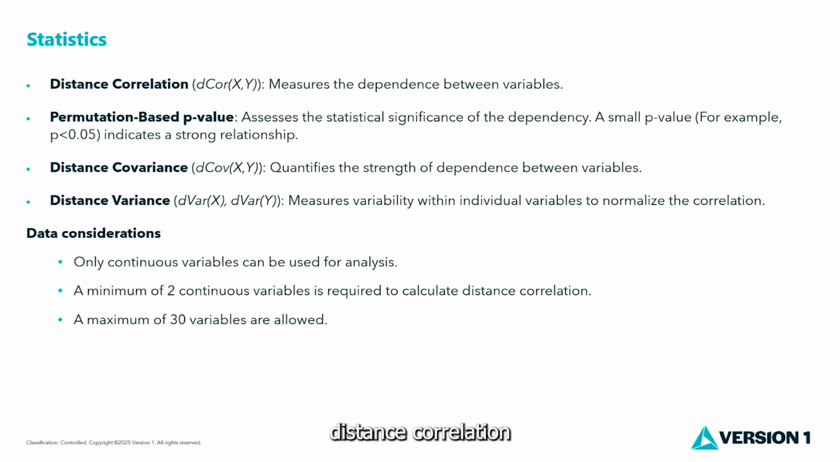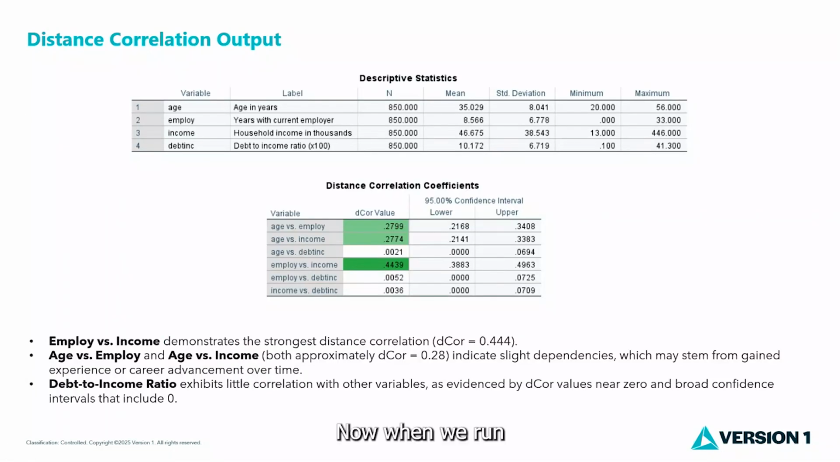Now, when we run distance correlation, we will obtain the distance correlation. We can obtain a permutation-based p-value and distance covariance. This quantifies the strength of dependence between the variables. Distance variance measures variability within individual variables to normalize the correlation. In terms of data considerations, only continuous variables can be used for analysis. You need a minimum of 2 continuous variables, and a maximum of 30 variables are allowed. Now, when we run distance correlation, we'll get quite a bit of output.